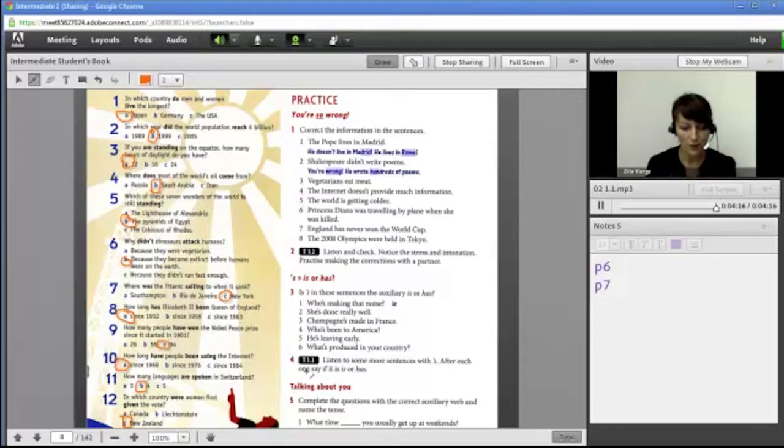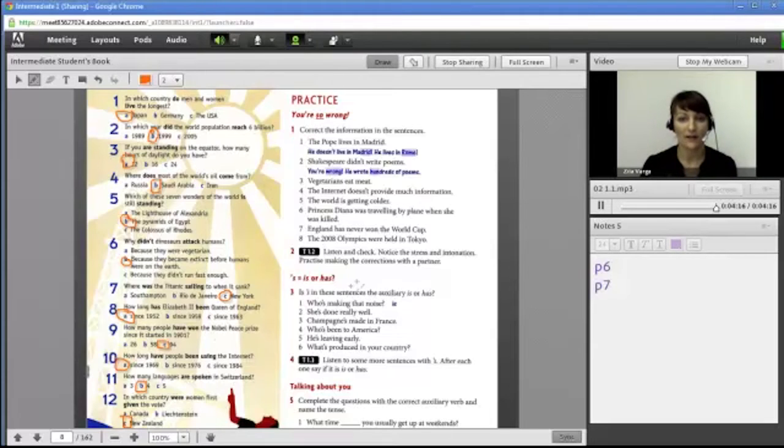11, how many languages are spoken in Switzerland? The answer is B, 4 languages. It's German, French, Italian and Romansh. Number 12, in which country were women first given the vote? And the country was New Zealand, so answer C is correct. Well done to the winning team, and well done to everybody actually.